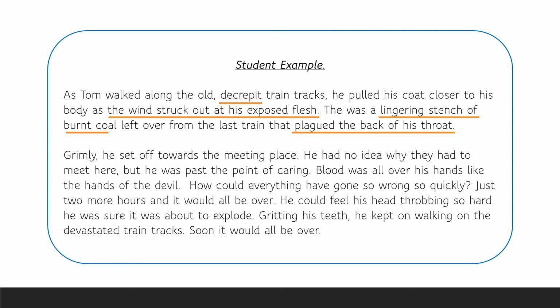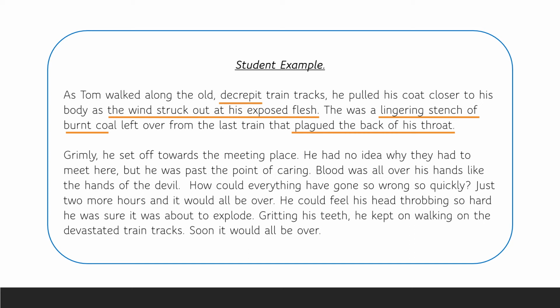So you can smell the stench of that burnt coal left over from the last train that plagued the back of his throat. So rather than just saying that it smells so bad he can taste it, we're using that word plagued, which is very aggressive, and saying the fact that it's in the back of his throat is a really good use of imagery and sensory language, as we've all kind of experienced that sensation before.